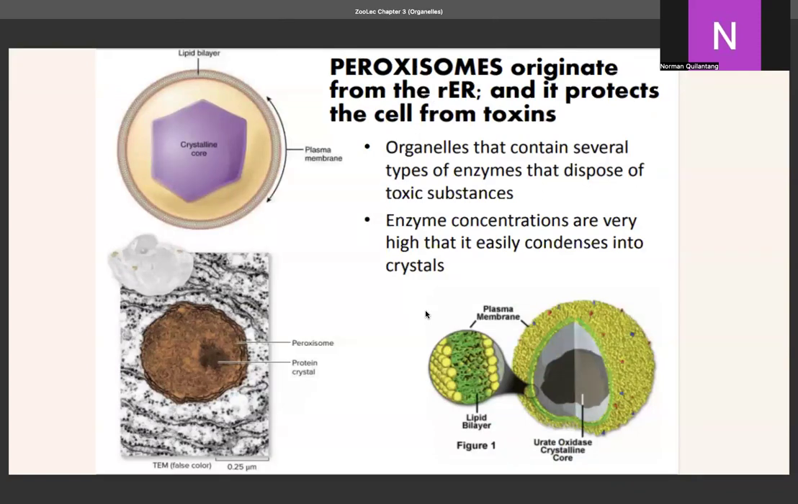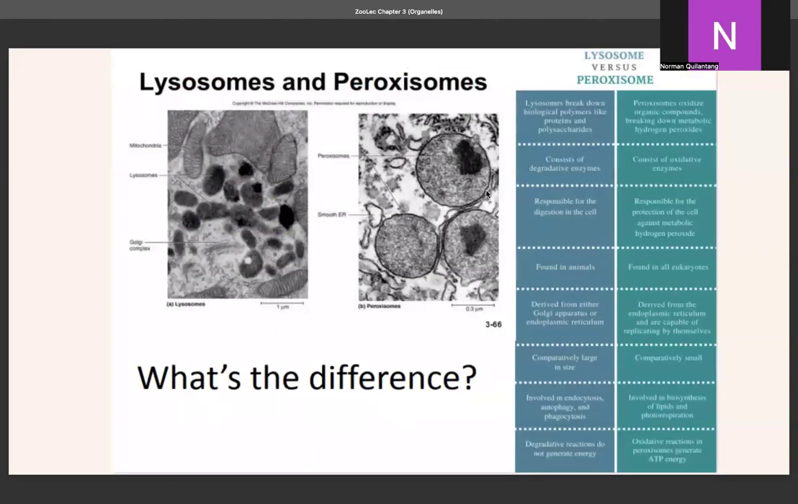Then you have peroxisomes. This is similar to the lysosomes, it's just that it has a different function. Peroxisomes contain enzymes. In the lysosome, the enzymes present are hydrolytic enzymes. But for peroxisomes, what you have are oxidative enzymes. These enzymes actually break down hydrogen peroxide.